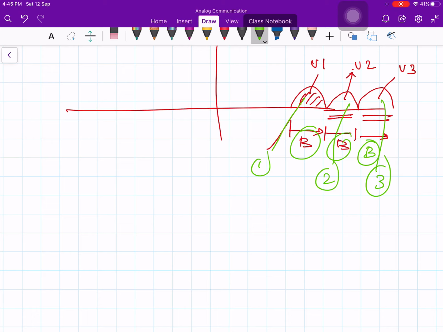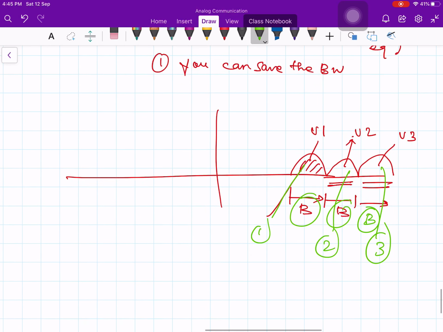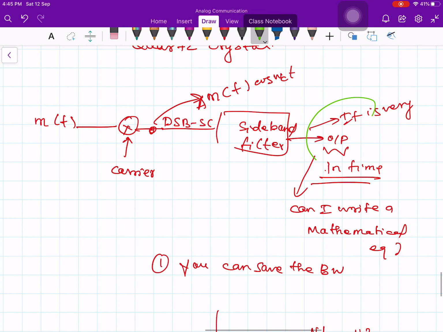So let me stop at this point. The next lecture we will continue. That is the advantage of SSB modulation. In the next lecture we will start to discuss how we represent the single sideband signals at the output of your sideband filter.